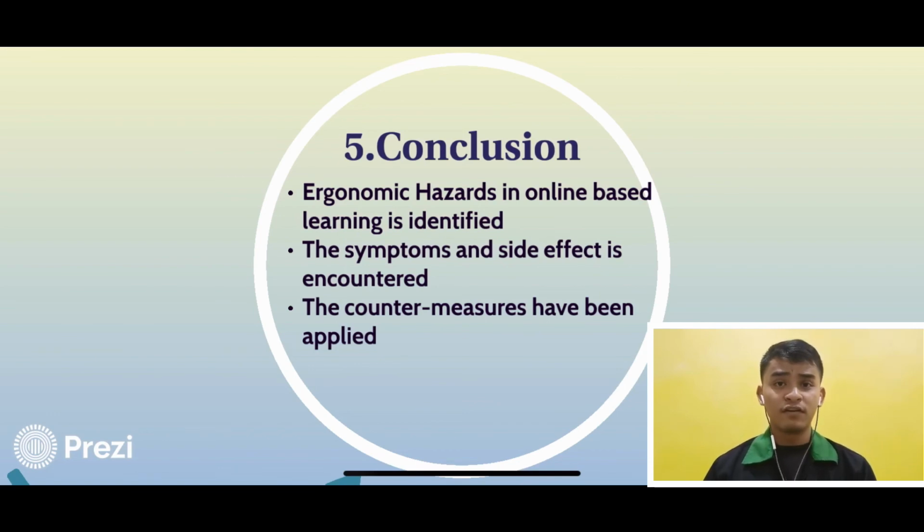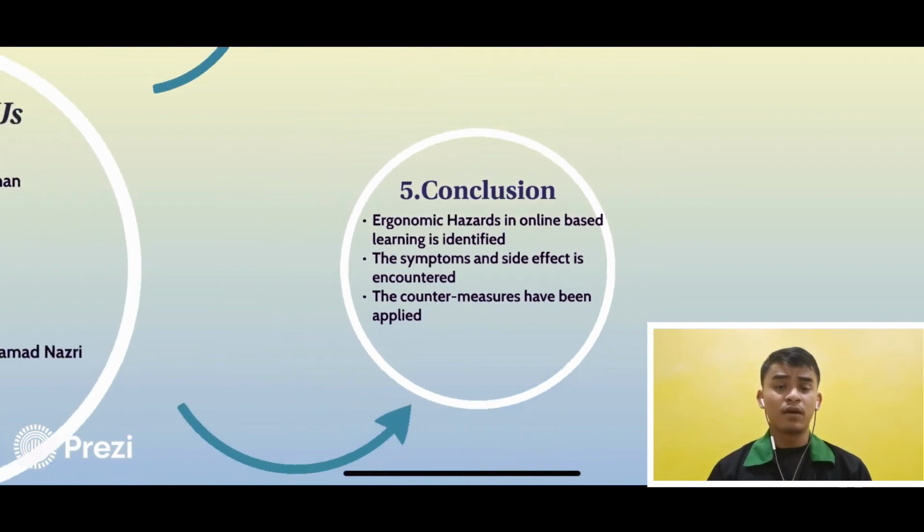As stated by my fellow friends, ergonomic hazards in online learning such as musculoskeletal disorders, cumulative trauma disorders, acute injuries and chronic injuries have been identified. Doctors, scientists and related parties have studied the symptoms and their side effects, and they have proposed and applied countermeasures as well as small but effective solutions to reduce the impact of this pandemic.